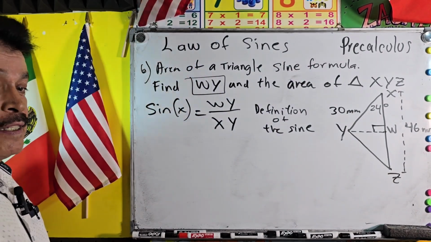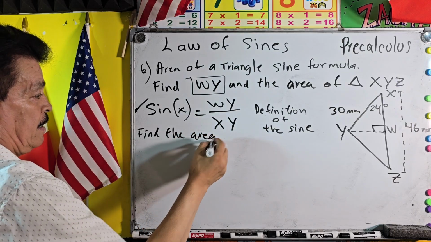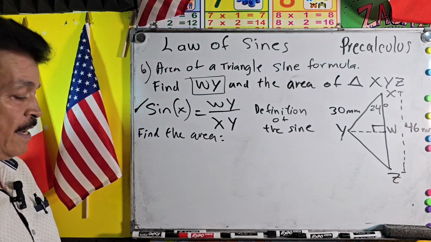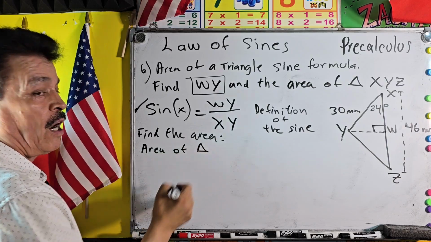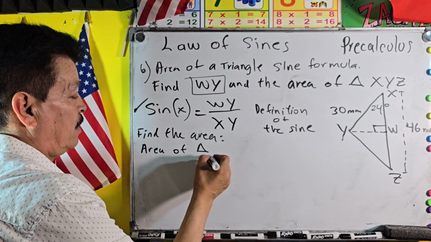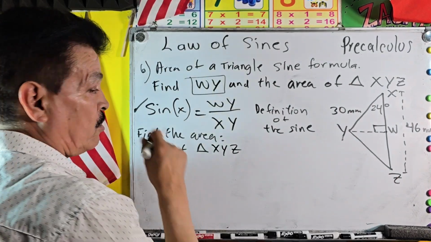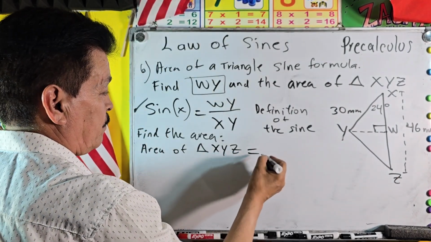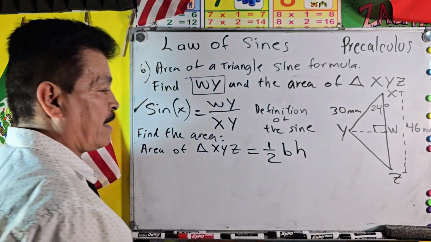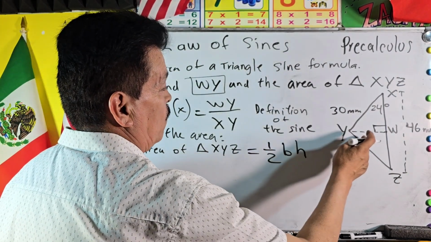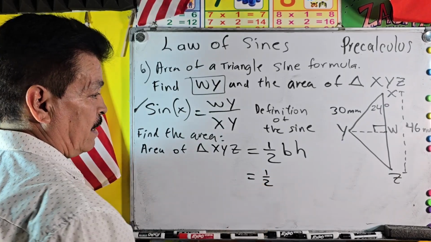So now we have to find the area here. To find the area, just write area of the triangle XYZ is equal to one half. Remember the formula is one half base times height. So where is the base? The base was the number that we got. So then we have here one half times 46.